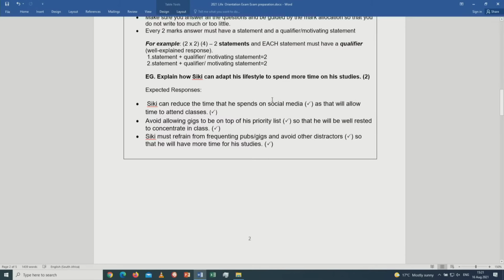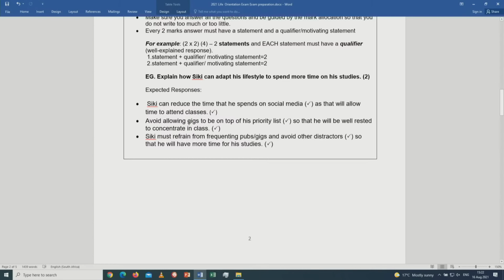Let me give you an example of the 2 marks question. In your source-based task, there was a question that said, explain how Siki can adapt his lifestyle to spend more time on his studies. And the mark allocation in that question was 2 times 2 equals 4, exactly like in the example above. So now how you were expected to answer. The first response: Siki can reduce the time that he spends on social media. That's a fact. You get 1 mark for that. Now the motivation. Why are we saying that? As that will allow time to attend classes, the 2nd mark.